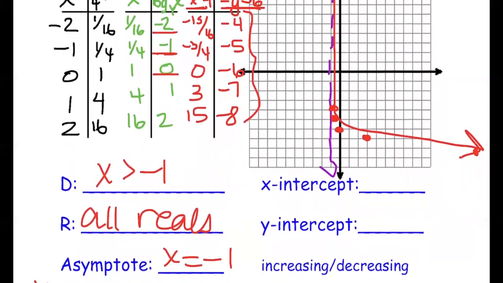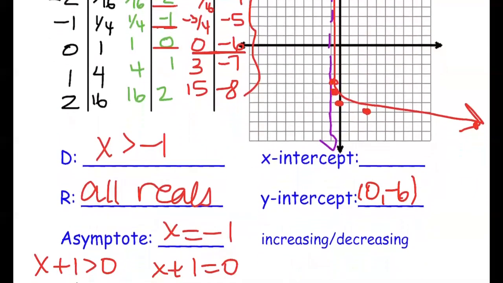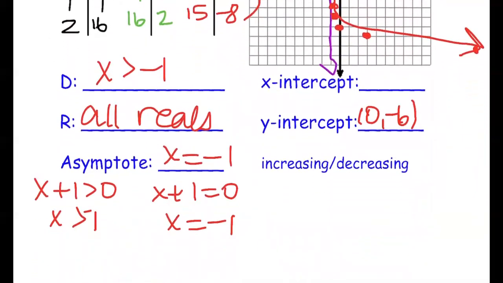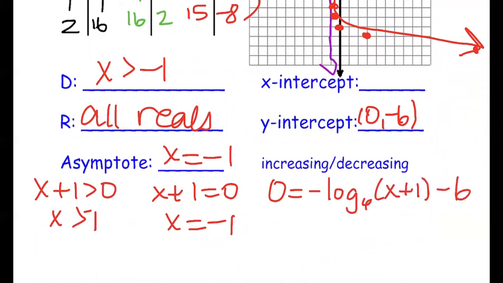Let's talk about our x-intercept and y-intercept and our increasing versus decreasing. Our y-intercept is right here at 0, -6. To find our x-intercept, we need to do some calculating. So to find the x-intercept, I'm going to say something like this. Where does my function equal 0?